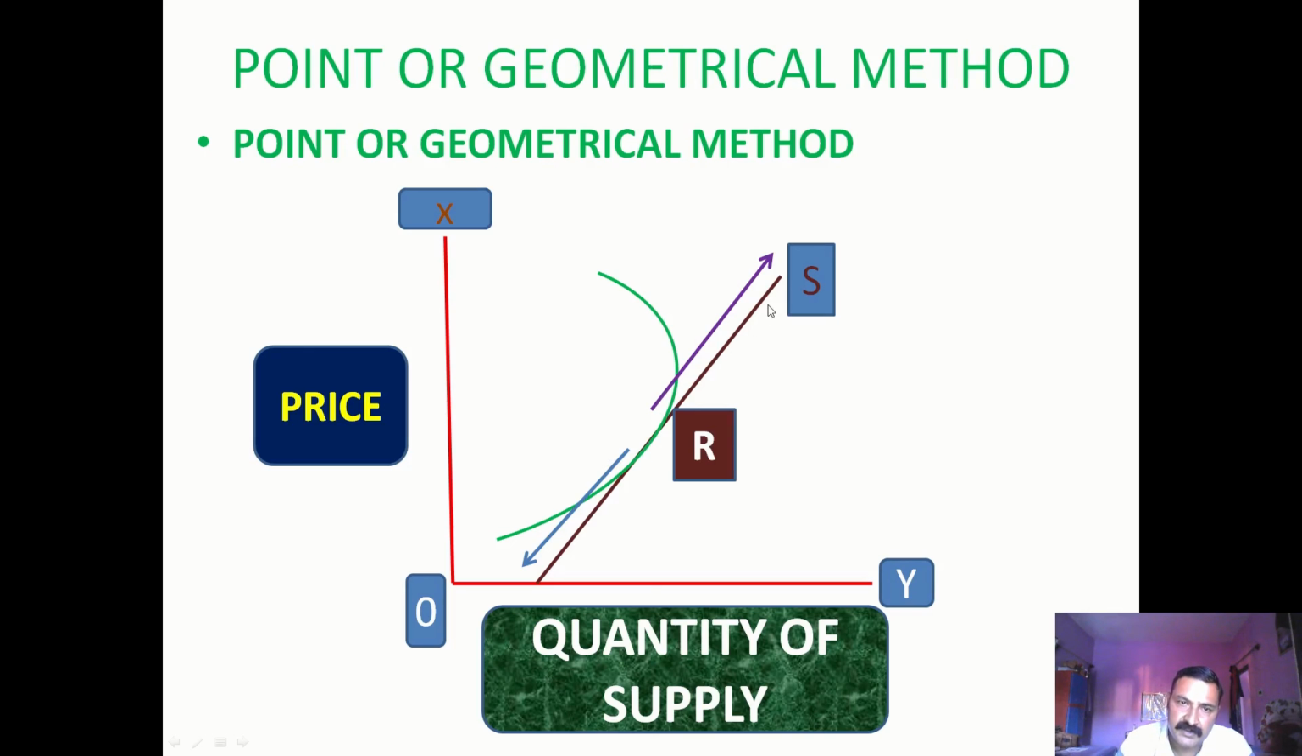If the upper part is greater, then it gives a value of more than one, that is, more elastic supply, and when the lower part is more than the upper part, it gives elasticity lesser than the unitary supply. So these are the different methods of measurement of elasticity of supply. Thank you.